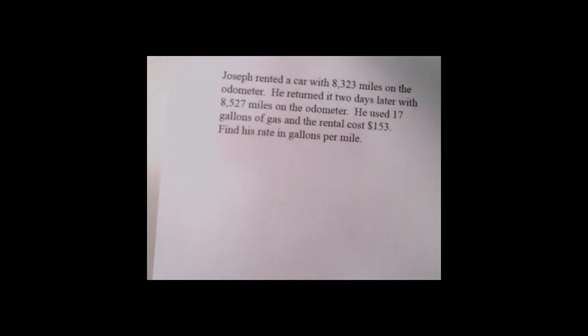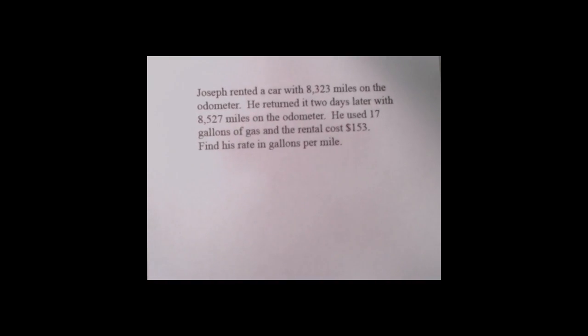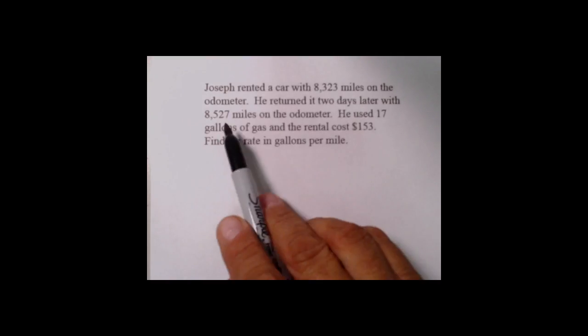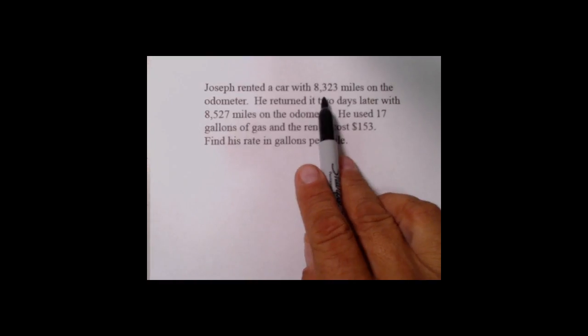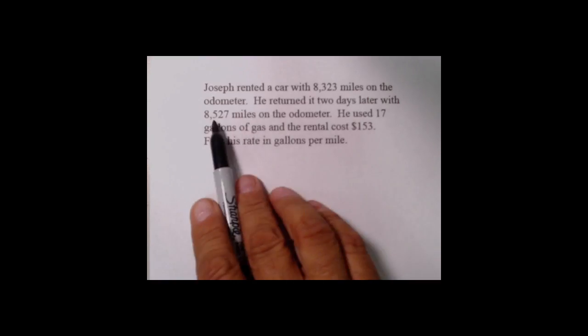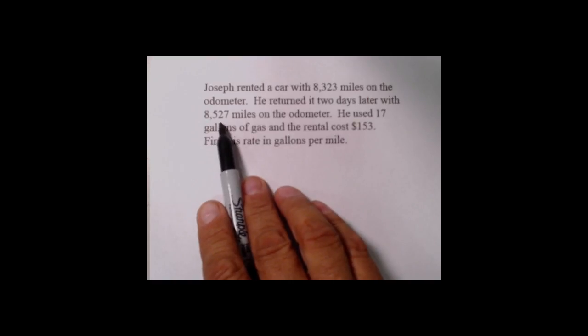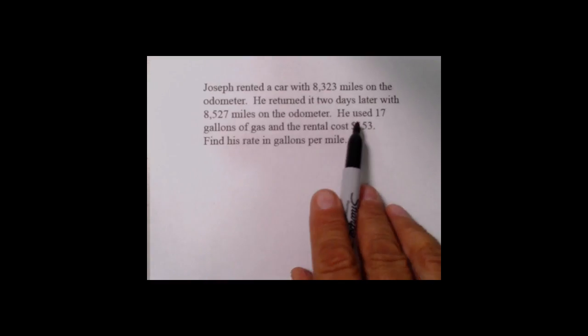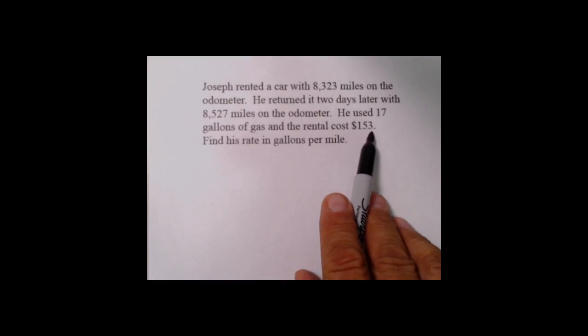Okay, here's an example of a problem where there's all kinds of information given, and not all of it is being used. And this is very common in everyday problems. You got tons of information. What do you need? Let's just read through everything to begin with. Joseph rented a car with 8,323 miles on the odometer. So that's how far the car had been driven total. He returned it 2 days later with 8,527 miles on the odometer. He used 17 gallons of gas, and the rental cost was $153.